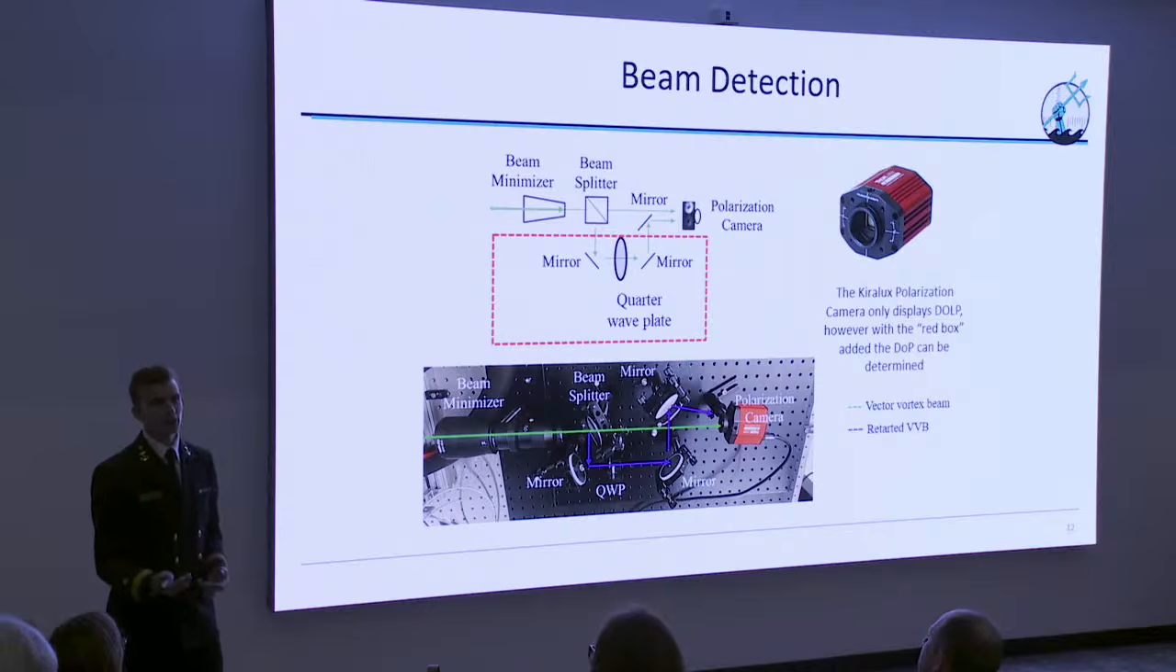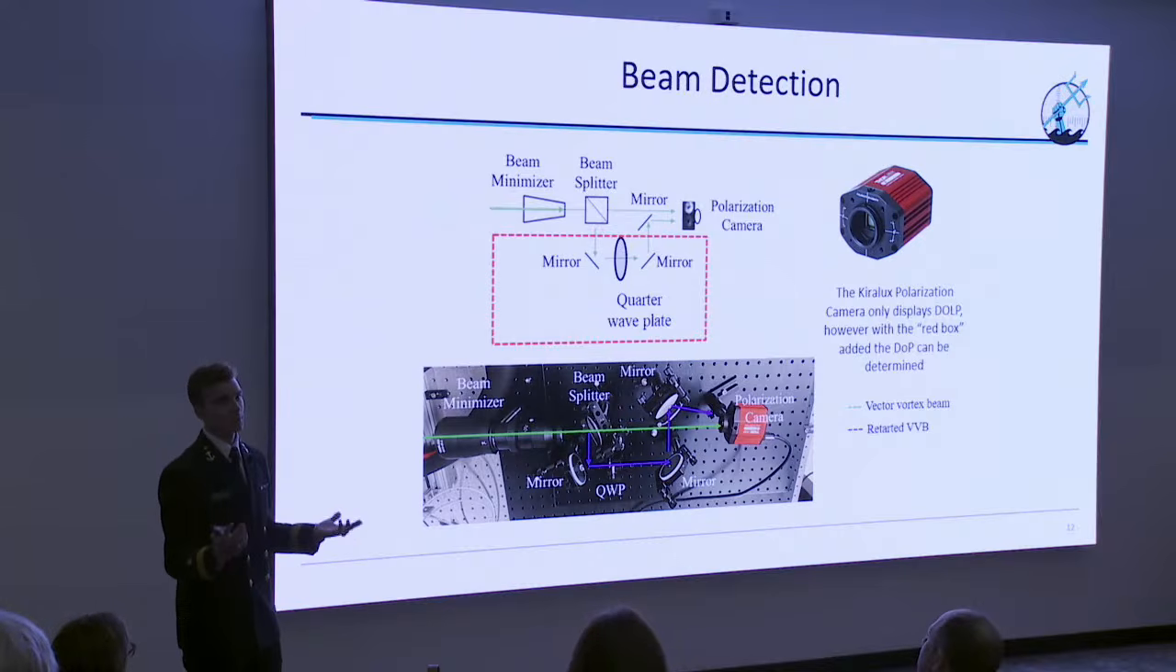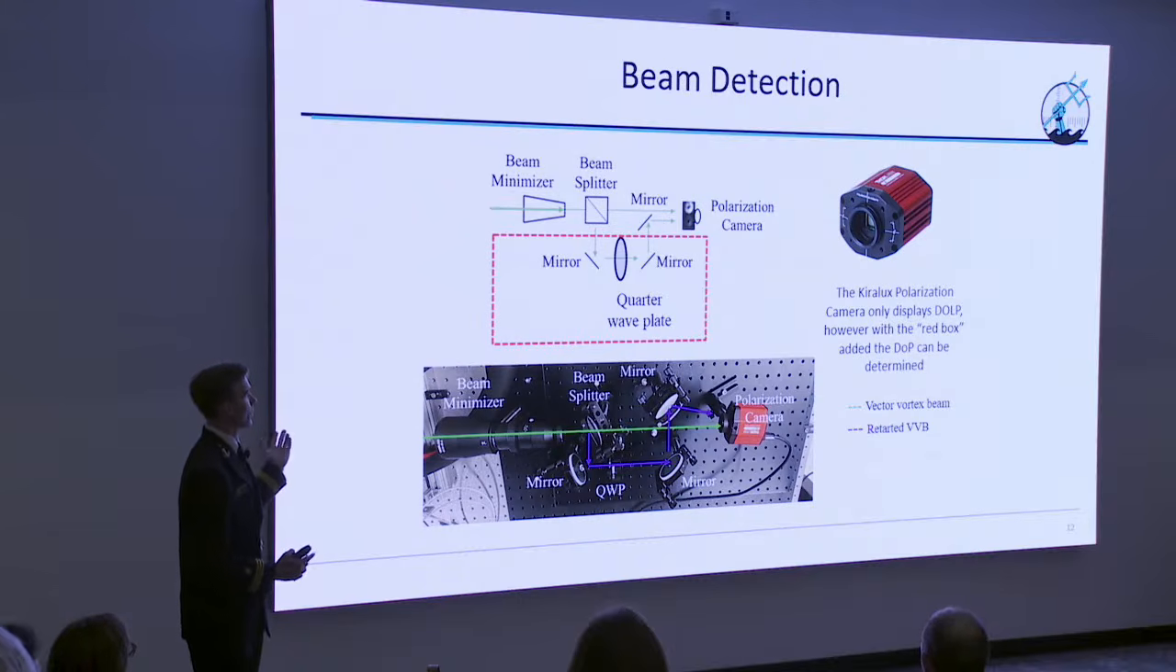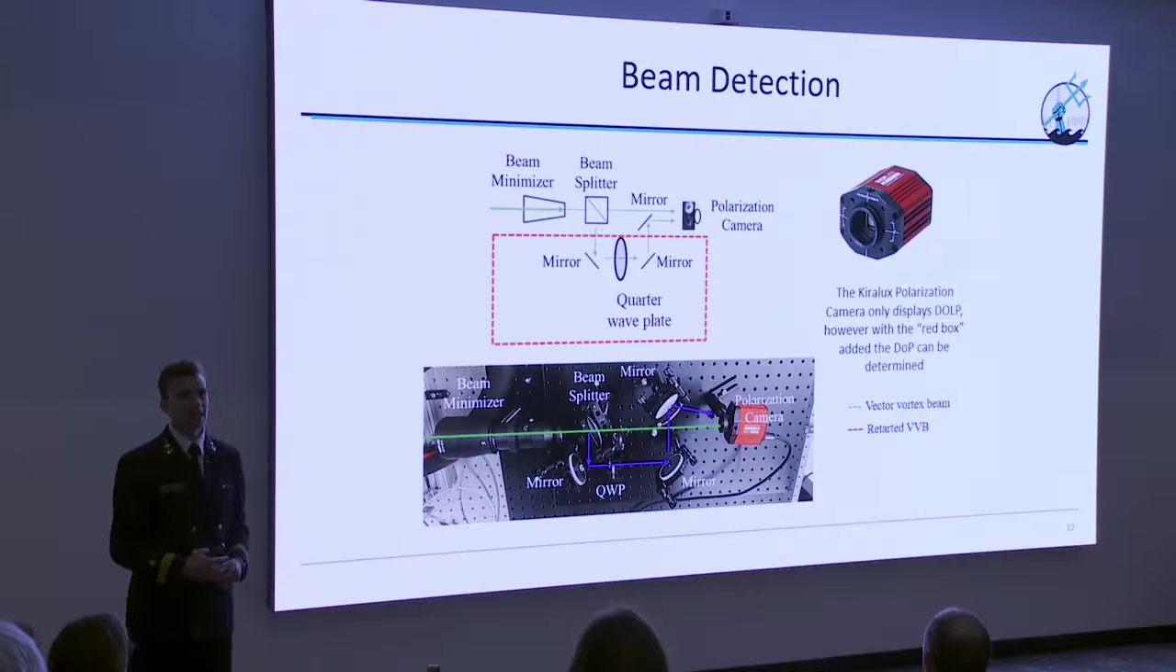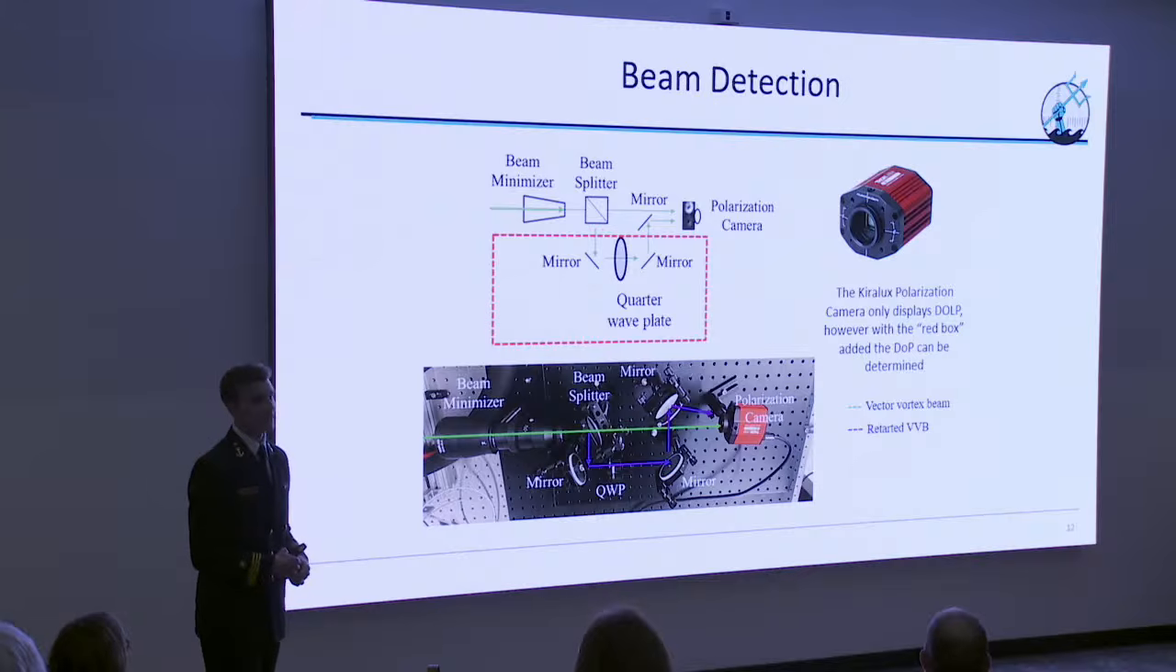So to combat that issue, we either get a bigger camera or we make the beam smaller. And unfortunately, we couldn't get a bigger camera, so we made the beam smaller. So we used a beam minimizer to make the beam smaller, and then we put that onto the polarization camera. However, the CureLux camera can only detect S0, S1, and S2. It cannot detect S3, the circular polarization.